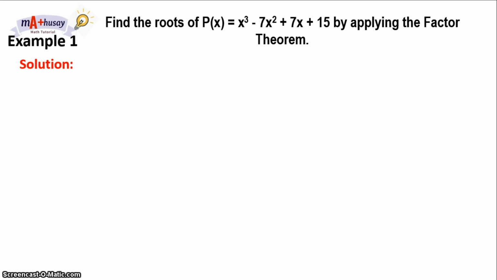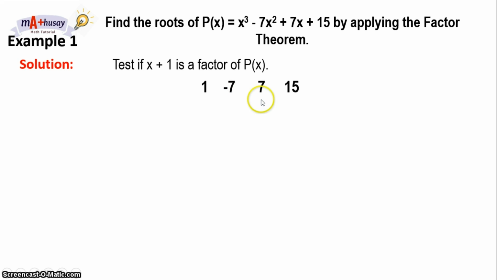So, we have to test first if x plus 1 is a factor of p of x. We will be using synthetic division. We list down the numerical coefficients of each term. So, we have 1, negative 7, 7, and 15. If we test x plus 1, the number that should be written in this corner is negative 1, right? So, we will do the synthetic division now.